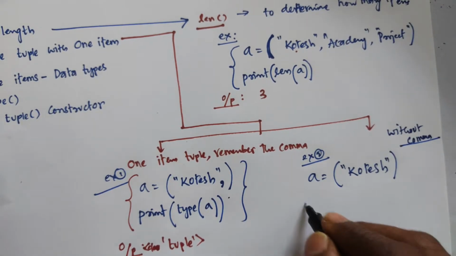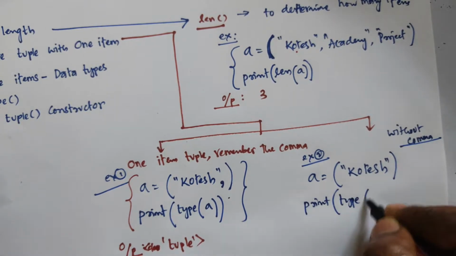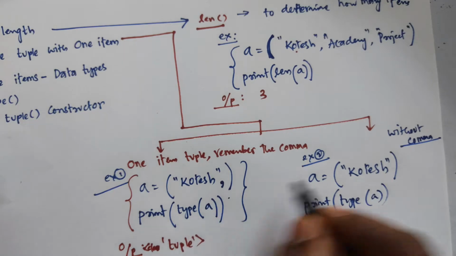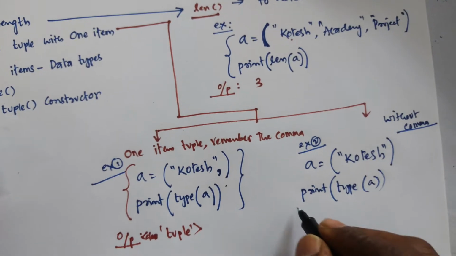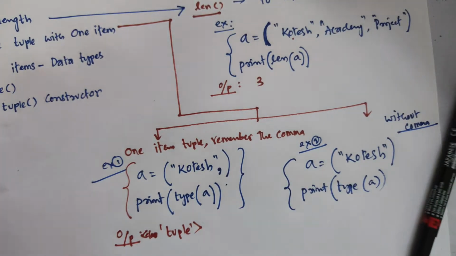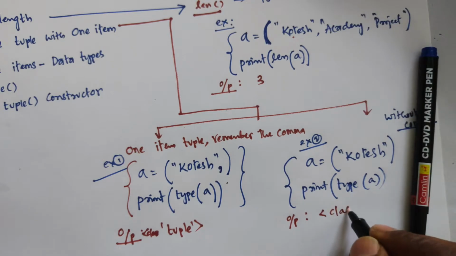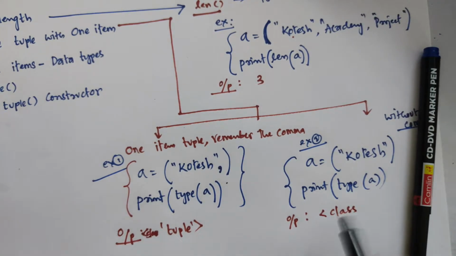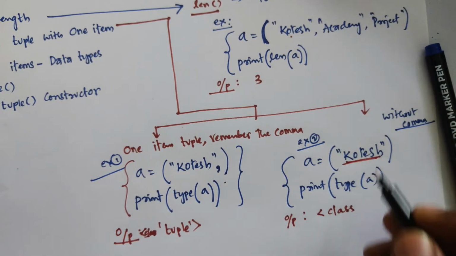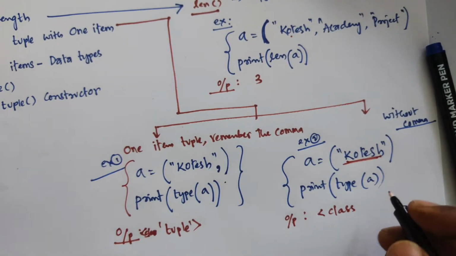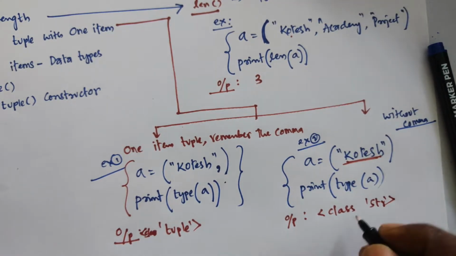Then we write print of type A. Both instructions are the same, but one is with a comma and the other is without a comma. After execution of these 2 lines, you will get the output in terms of class, here class, there also class. But actually it is a string only. That's why you get the response string. That is the output of this.